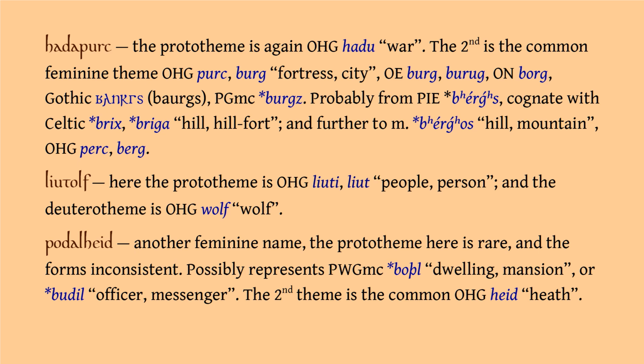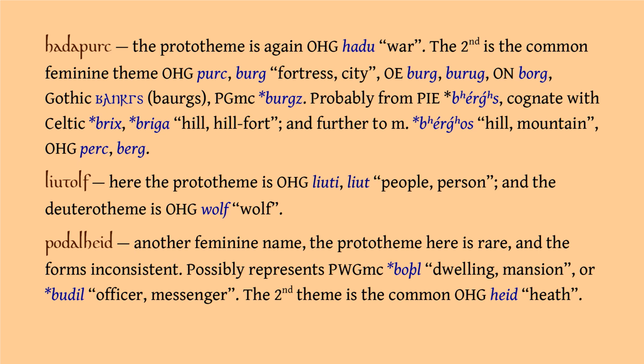Hadeperg. The proto-theme is again Old High German Hadu, war. The second is the common feminine theme, Old High German Perg, burg, fortress, city, Old English Burg, Burr, Old Norse Borg, Gothic Bargs, Proto-Germanic Bergs, probably from Proto-Indo-European Bergus, cognate with Celtic Brix, Briga, hill, hill fort, and further to masculine Bergos, hill, mountain, Old High German Perk, Berg.